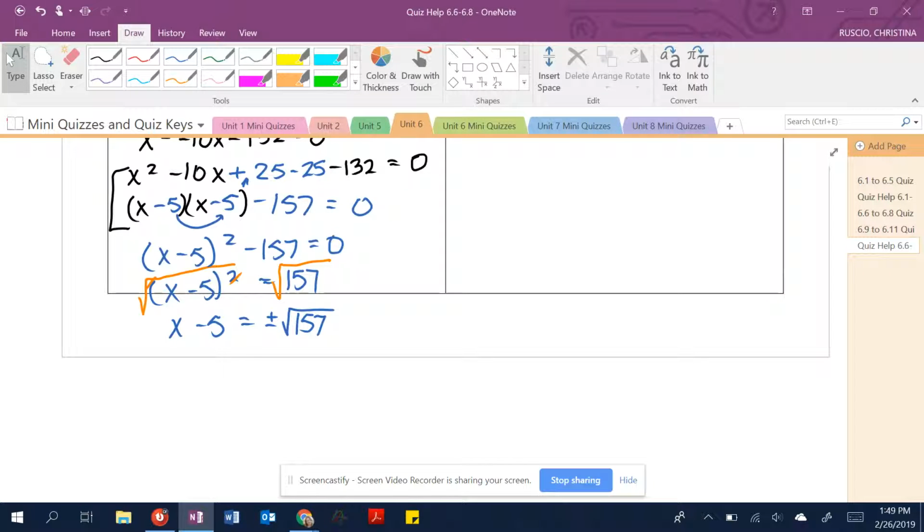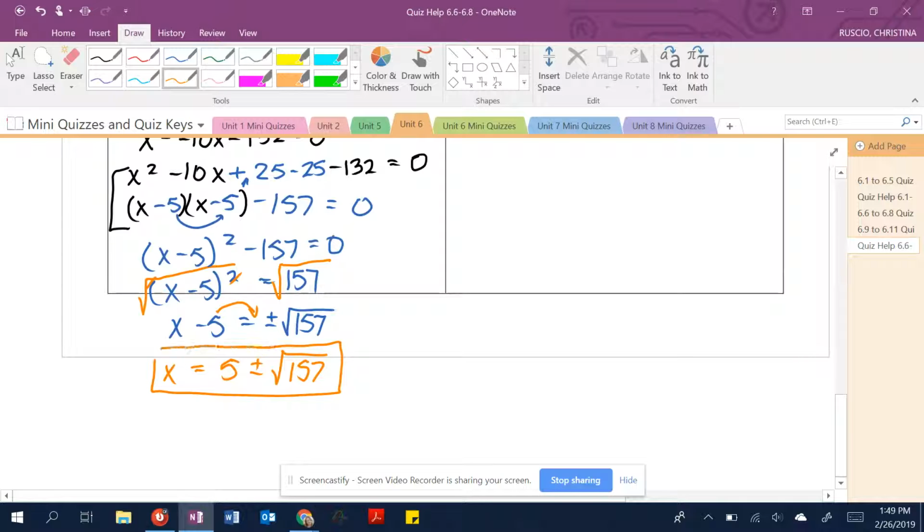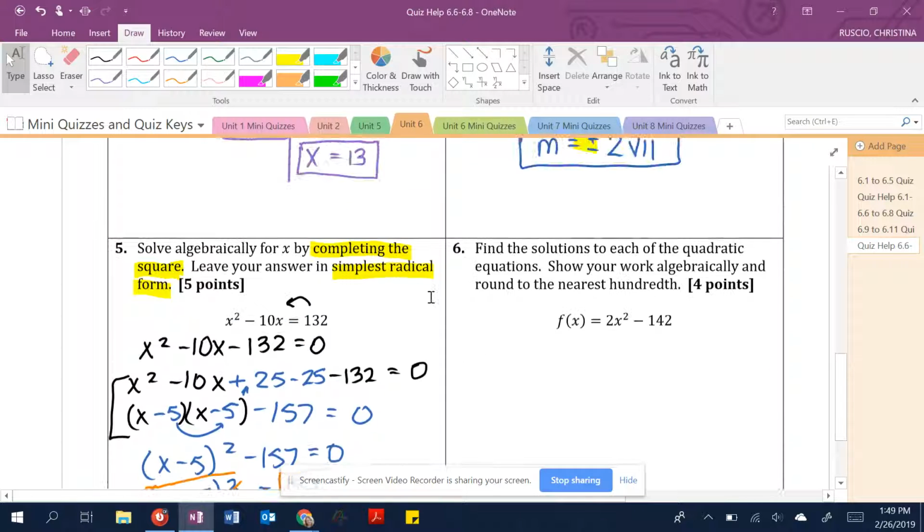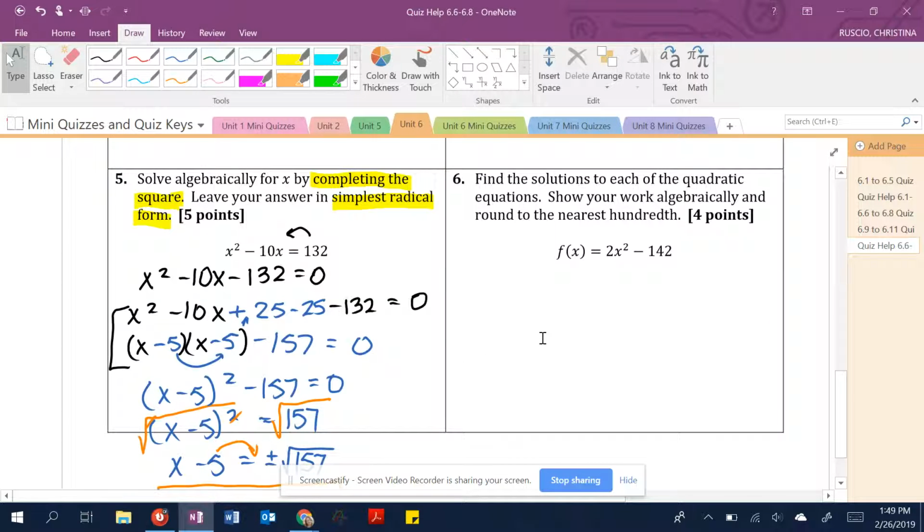Fortunately, we don't. What we do now need to do is move that minus 5 over to the other side. So x is equal to 5 plus or minus the square root of 157. And it's in simplest radical form, again, because the square root of 157 had been prime. But had that number been like 50, we would have broken it down to like the square root of 25 and 2.